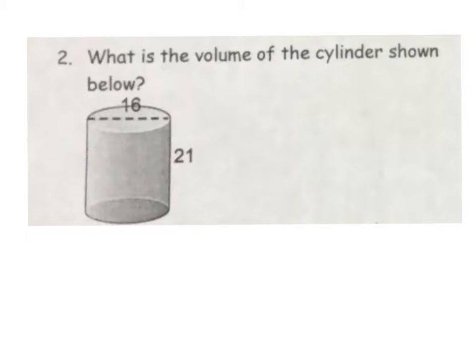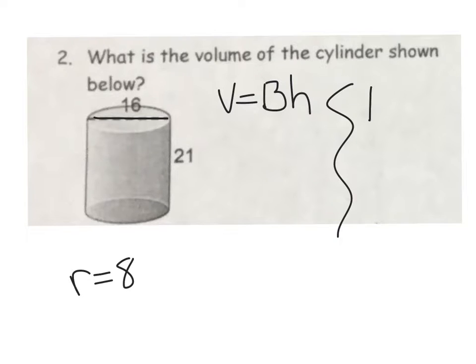All right, number 2. What is the volume of the cylinder shown below? So volume of the cylinder, if I look, that gives me a diameter of 16, so my radius is going to be 8. Volume of the cylinder is area of the base times the height, but we have to find the area of the base first, pi r squared. All right?